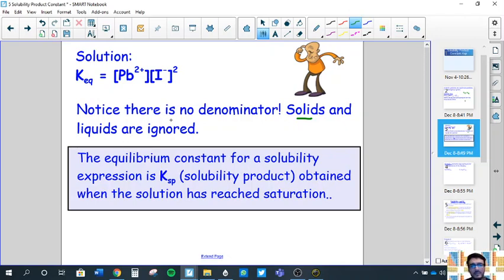Okay, so if we think about what this means, the equilibrium constant for a solubility expression, which is your Ksp or your solubility product constant, really just means that for the dissociation of a solute in a solvent, if the rates forward and reverse are equal, you can't dissolve any more solute, nor are those ions going to crystallize in the reverse direction. So Ksp represents an equilibrium constant for a solution that has reached saturation.